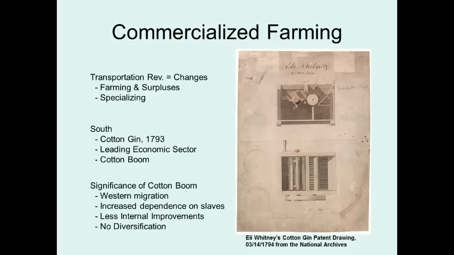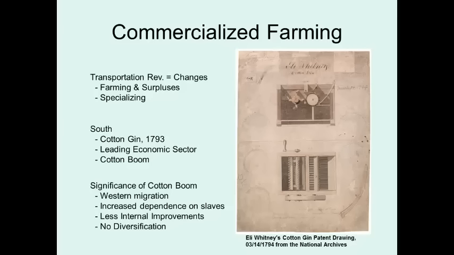Prior to 1793, and 1793 is a good year to remember because it's a marking point. Prior to 1793, you know that they are growing tobacco and they're growing rice. But after 1793, the cotton gin gets invented. And so after 1793, this is when the South shifts and starts growing predominantly cotton.